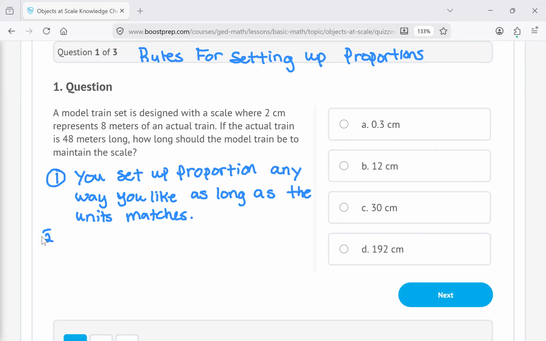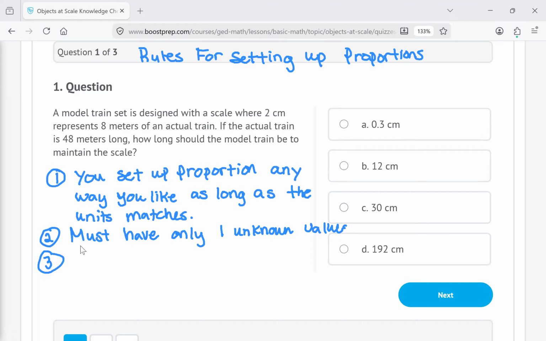Rule two applies to all proportion problems: you must have only one unknown value. If you have two unknown values, that means you either did something wrong or you have to convert something. If you have no unknown value, that also means you did it wrong.